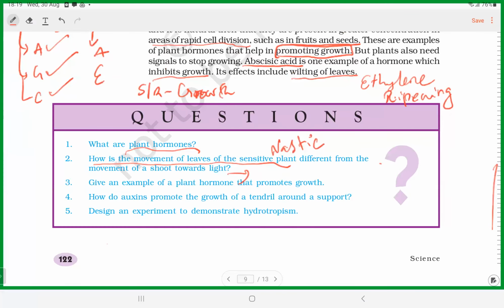Okay, fine. Next. Example of plant hormone that promotes growth: auxin, gibberellins, and cytokinin. They promote growth, especially here, auxin. Okay, promotes growth. How does auxin promote growth?